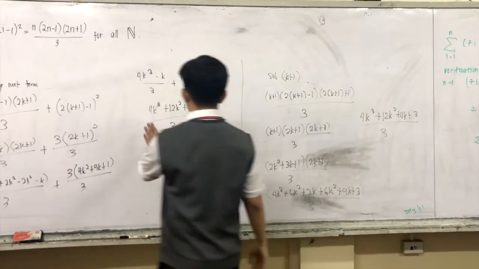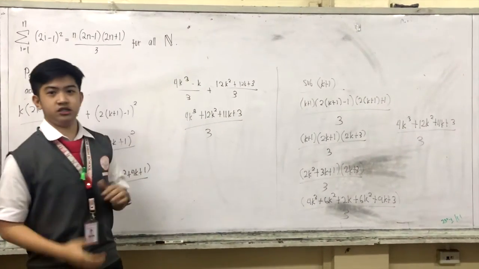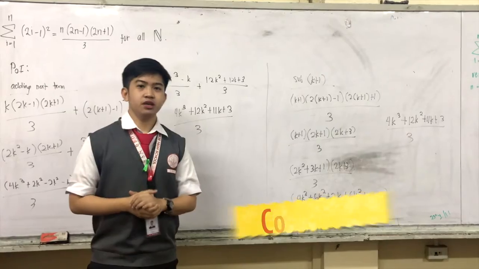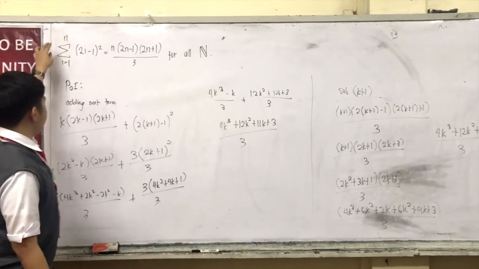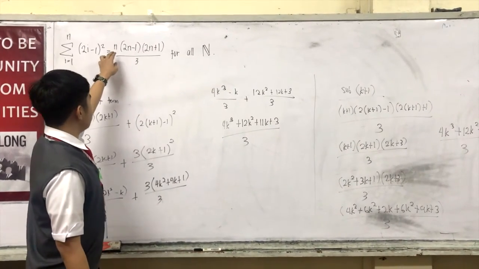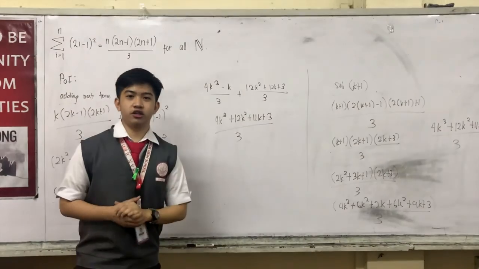Both equations are equal. Therefore, we prove that our induction hypothesis is true. And for the conclusion, the statement that the summation of (2i minus 1) squared from 1 to the n-th term equals n times (2n minus 1) times (2n plus 1) over 3 is true for all natural numbers.